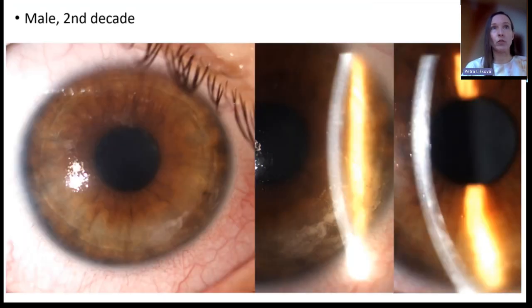Another patient, who is only in his 2nd decade of life, but he also has corneal edema and he has band keratopathy nasally.